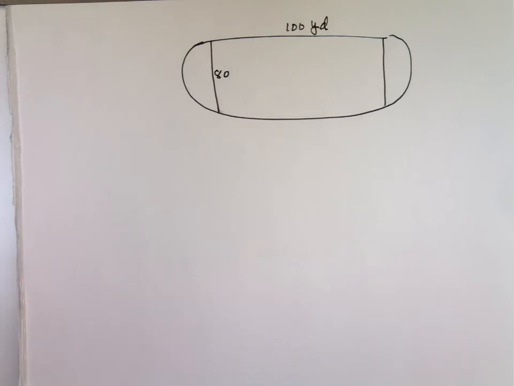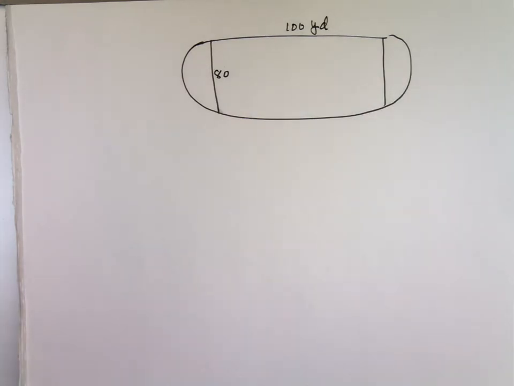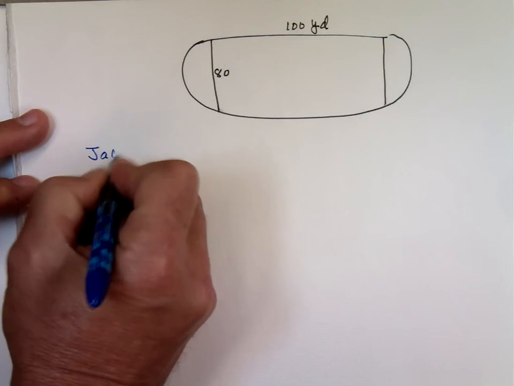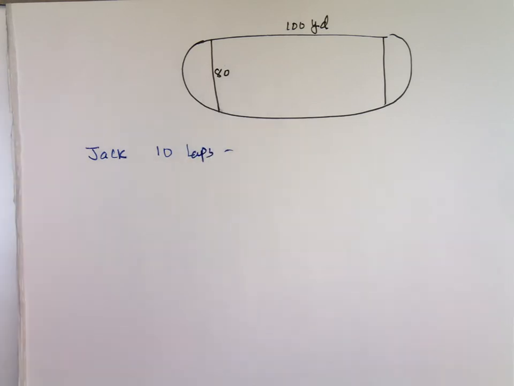If Jack decided to run around the track, and Jack did, I don't know who Jack is, but we'll use Jack. Jack did 10 turns or 10 laps around this. How far did Jack walk? And I want that distance now converted to meters.